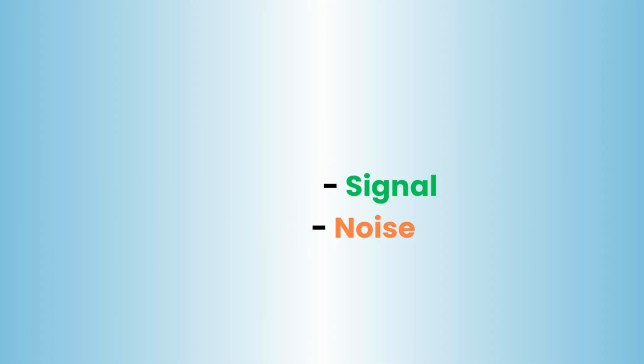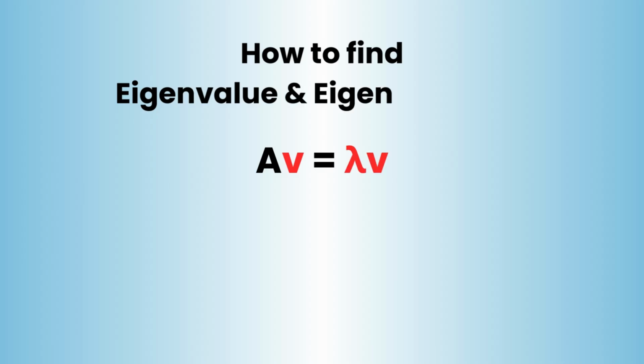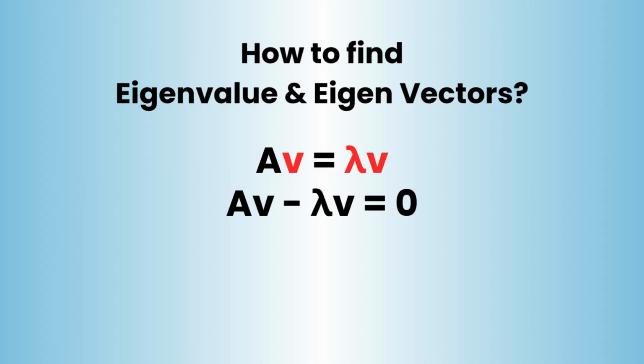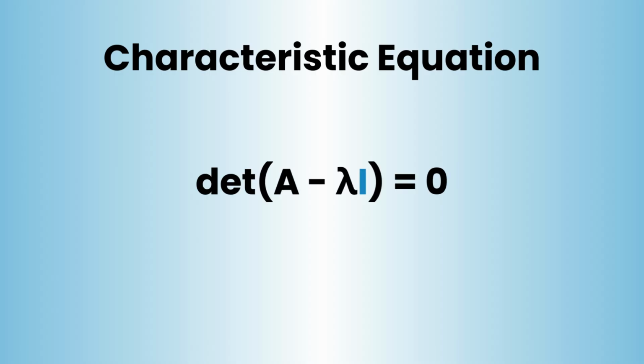This looks neat, but how do we find them? We have two unknowns, v and lambda. To solve this, we rearrange the equation. We move everything to the left. We use the identity matrix I to make the dimensions match. Now, here is the key insight. For a matrix to squash a non-zero vector v into 0, the matrix must be singular, meaning its determinant must be 0. Let's solve this for a 2 by 2 matrix A.